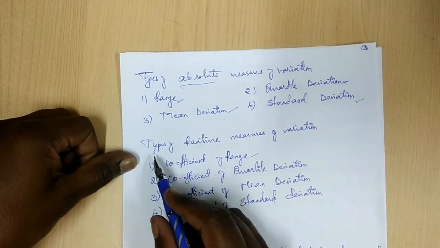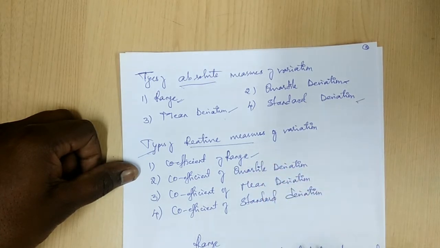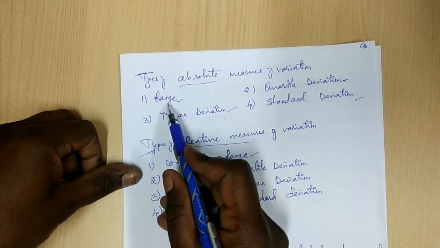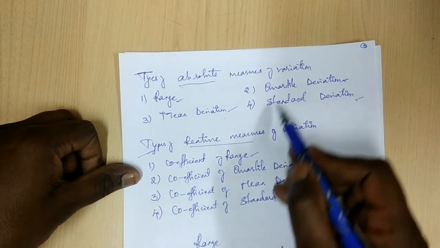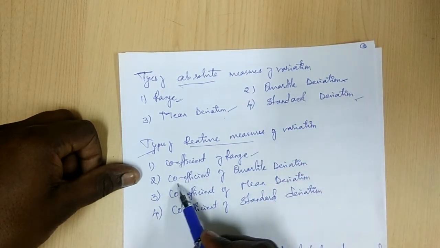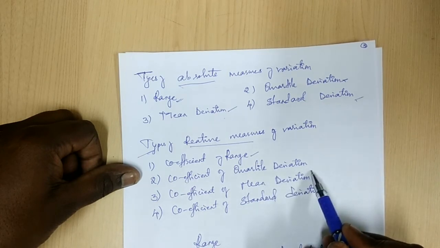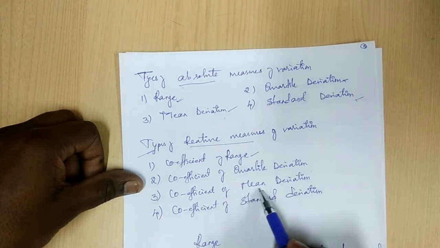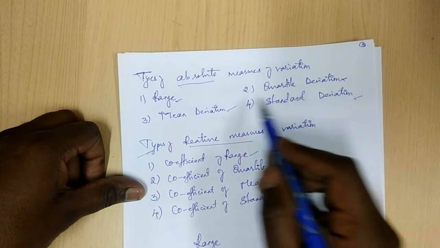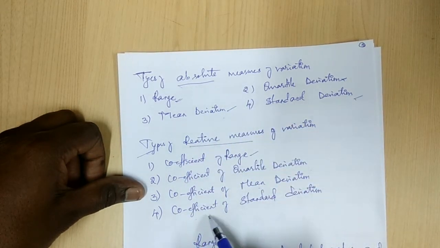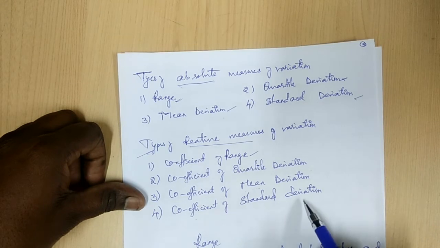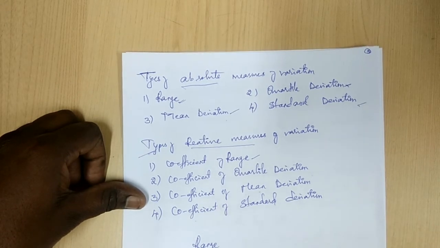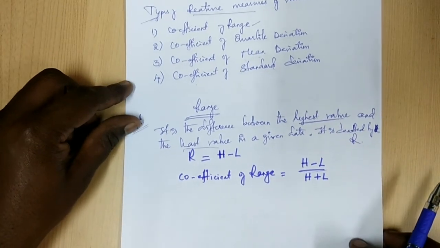Apart from that, there are also relative measures of variation, if you are comparing different units of measurement. For the absolute range, here is the coefficient of range. For the quartile deviation, we have the coefficient of quartile deviation. For the mean deviation, the coefficient of mean deviation. For the standard deviation, in a relative measure we have the coefficient of standard deviation or coefficient of variation. Let's learn the range clearly.